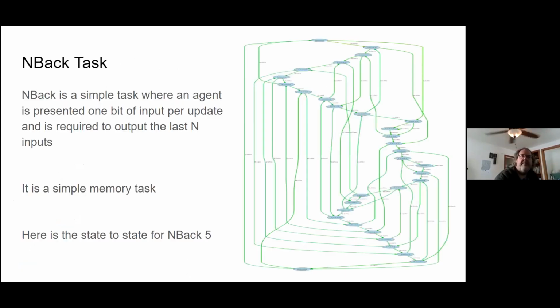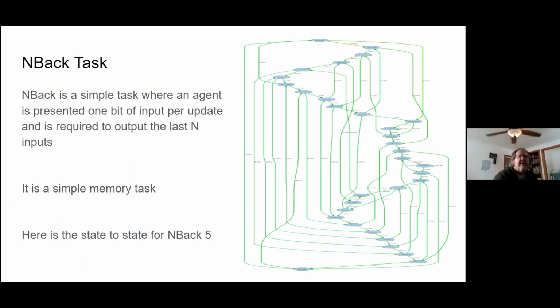All right. So I want to introduce the nback task. This is a third task. It's a very simple task. We feed the agent a series of bits, just like a 1, 0, 1, 1, whatever. And every update, we ask it to report back on the prior n inputs. This is a very easy task for humans to do if they have a piece of paper. It's not easy if they don't.